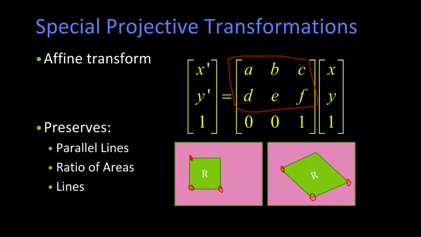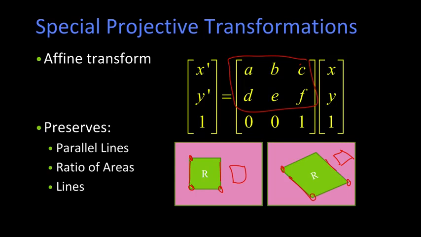You still maintain parallel lines, so the edges of this square become the edges of a parallelogram. Okay? And ratios of areas remain the same. So if I had one area here that was half the size of the area to the left, then its transformation would be half the size over here. But the area itself can change through scaling. All right? And again, lines are mapped to lines.